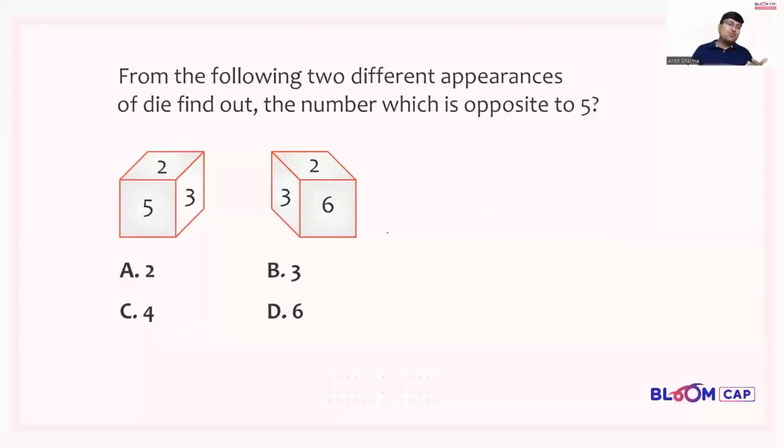Which number will be opposite to 5? Opposite to 5. Now just see. 3, 2 and 3, 2 are common.